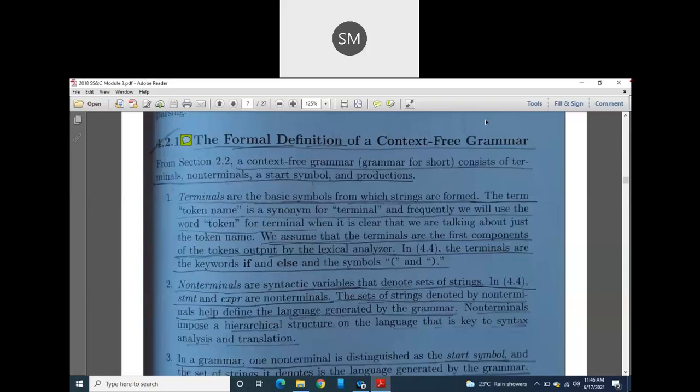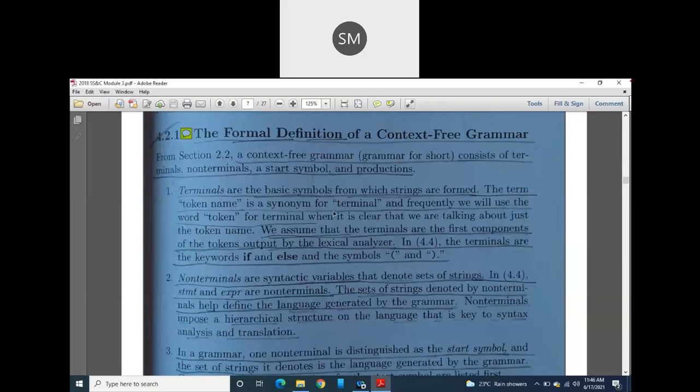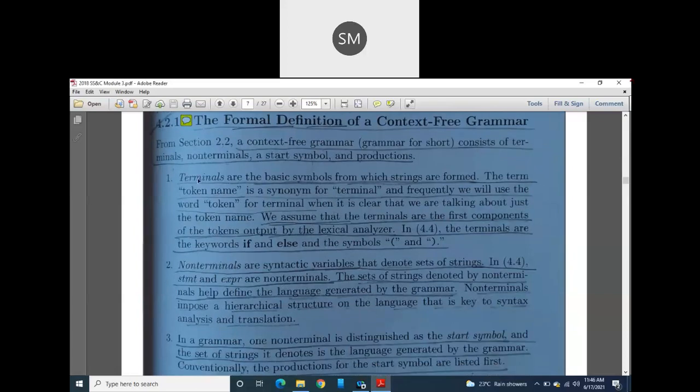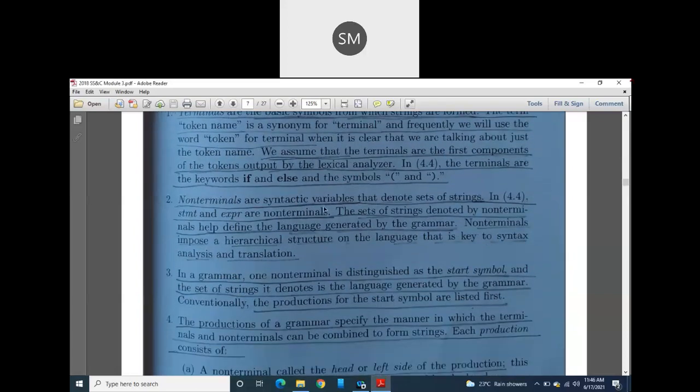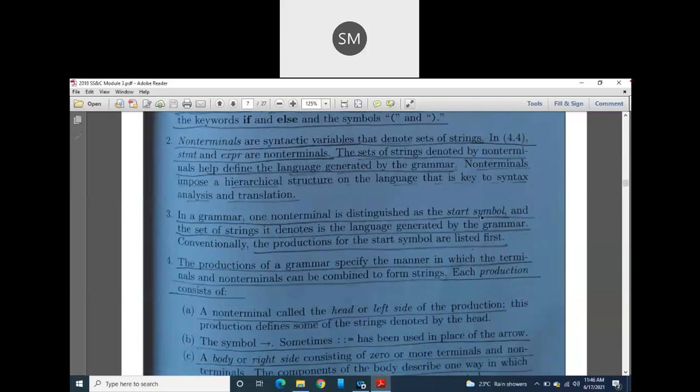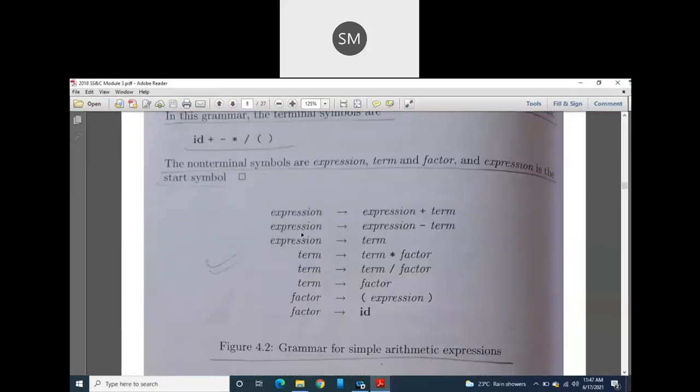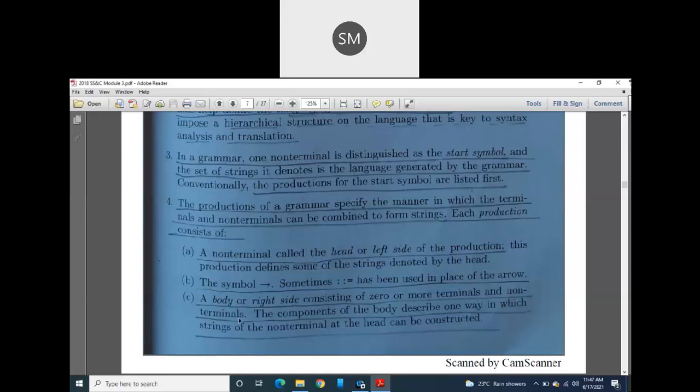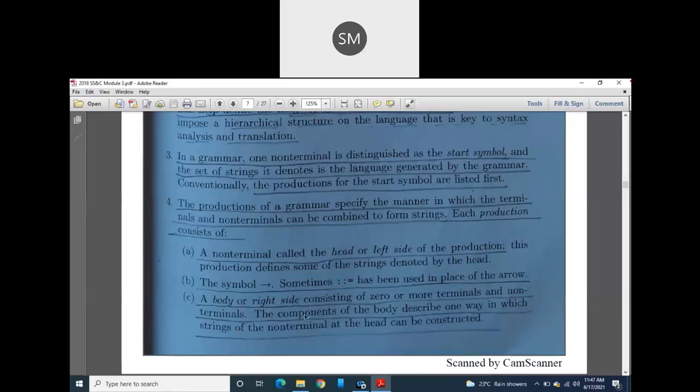Okay guys, just now I discussed the formal definition of a grammar, or a context-free grammar. So what are the things you should write here? You should write about terminals, non-terminals, a start symbol, and productions with three points. That is a non-terminal, and a non-terminal. That is the LHS of a production, the RHS of a production, and in between there is one arrow mark. You should write about this. This is a formal definition.